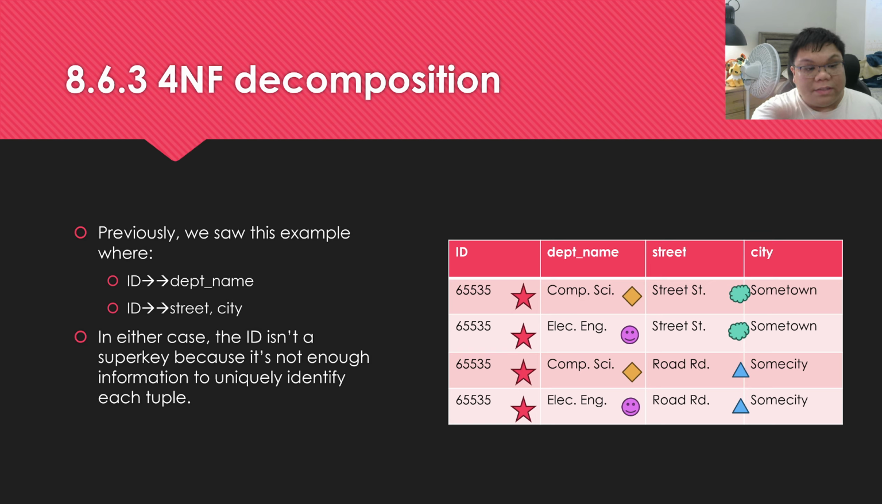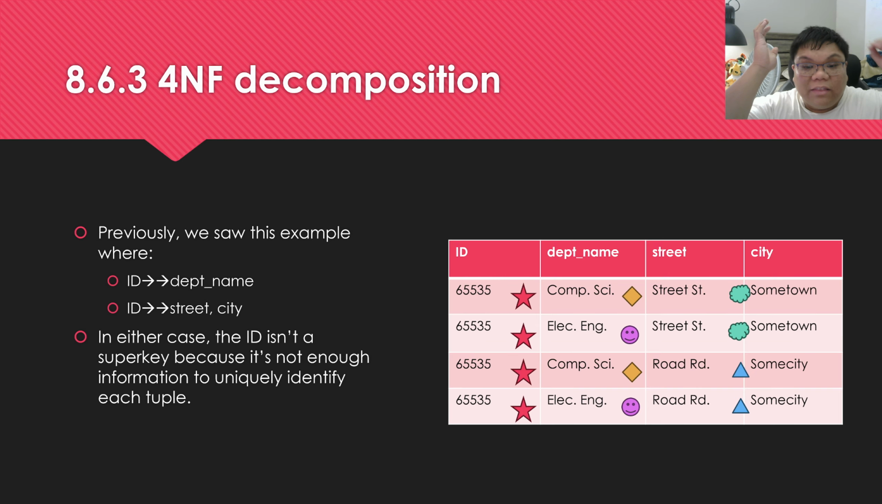For this example, we saw that ID double arrow department name and ID double arrow street and city. In either case, the ID is not a superkey because it's not enough information to uniquely identify each row in this table. So if ID double arrow department name and ID double arrow street and city, and ID is not a superkey, ID is not enough to uniquely identify each row in this table, we have a fourth normal form violation.